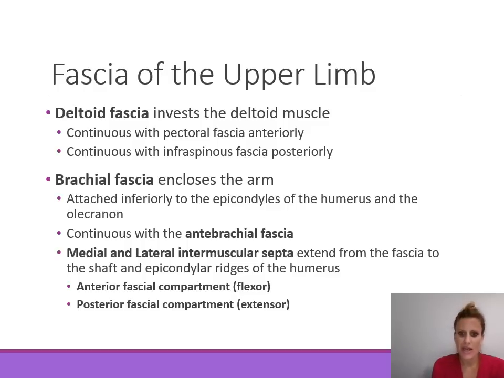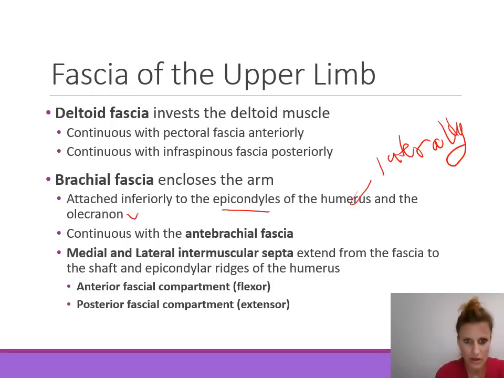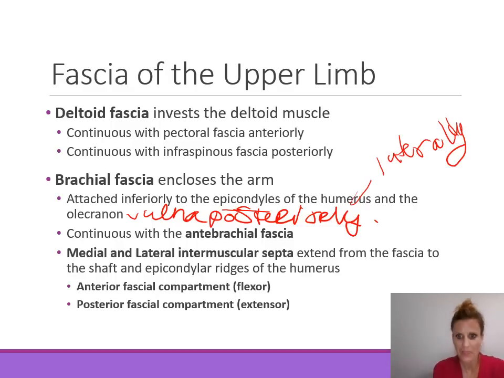Inferiorly, it's attached to the epicondyles of the humerus laterally and to the olecranon of the ulna posteriorly. So this anchors the brachial fascia distally. From that anchoring portion, it then continues with the antebrachial fascia, which does the same thing, forms like a tight sleeve in the antebrachial area or the forearm.